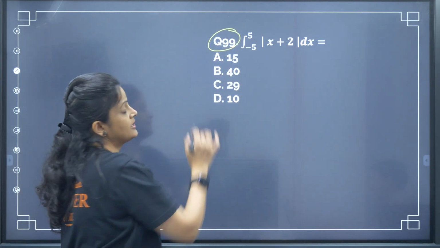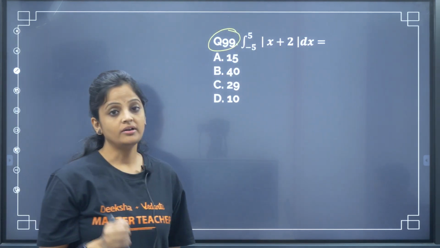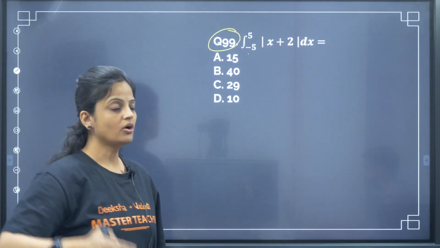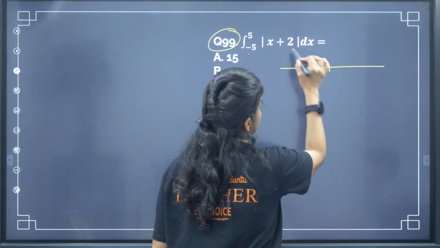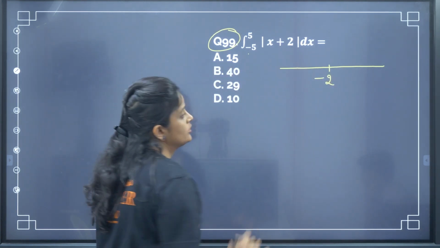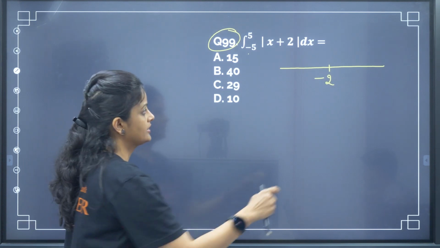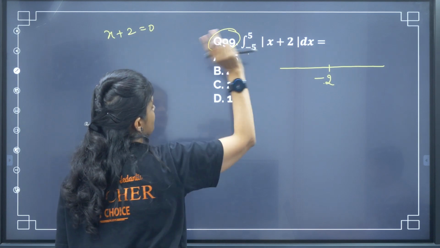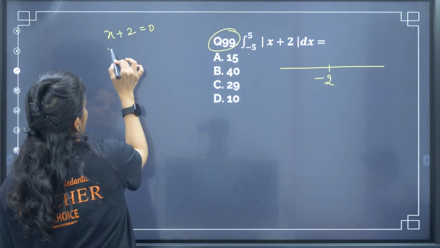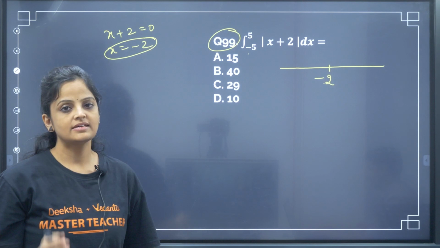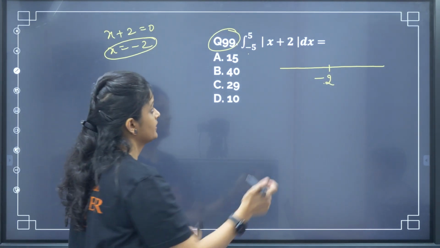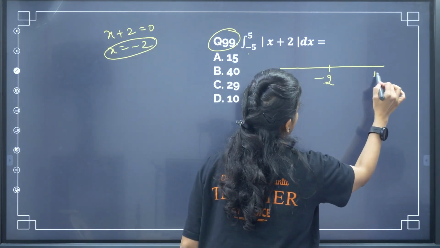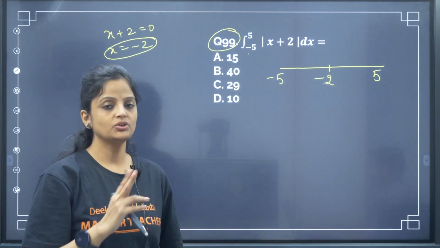Question number 99. Mod is there. Wonderful. And we have minus 5 to 5. At what point you are breaking, that is important to understand. So minus 2 means plus 2 is given, means the critical point is minus 2. If you are not getting like that, just equate the function to 0 and see what value you are getting. That is the point where you are breaking the function. So I have to take the limits like this, minus 5 to minus 2 and minus 2 to 5. We have to split it into 2 terms.